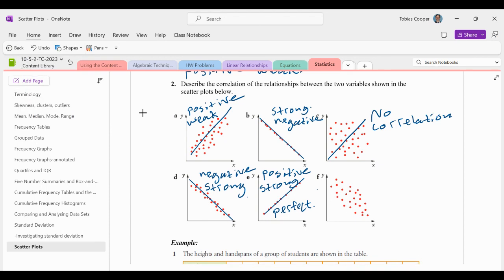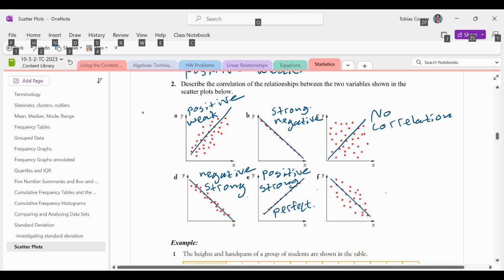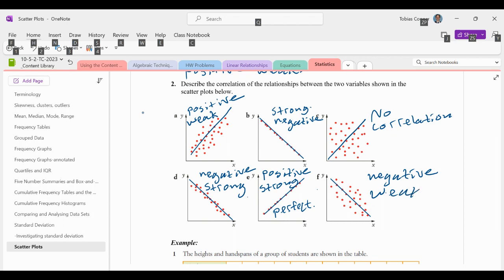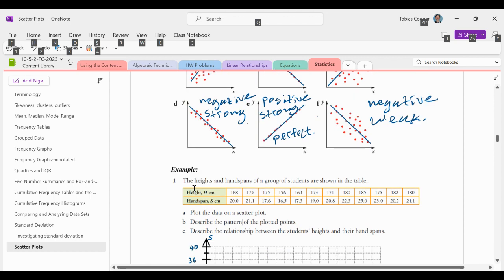Now for the next one, our line of best fit is going to be going down from left to right. We've got roughly half the points above and below. So this is negative because the line's going down. It's got a negative gradient. And it's reasonably weak. So negative and weak correlation. Okay, let's have a look at the next example.